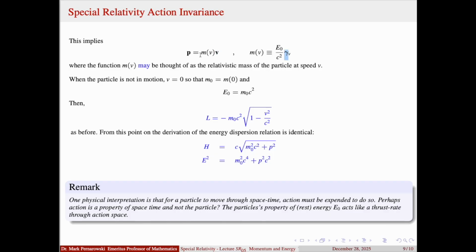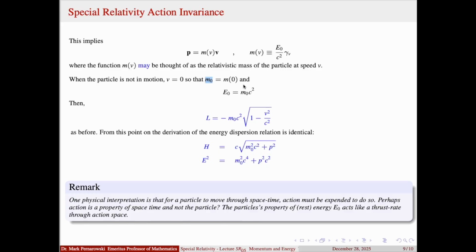At this point, you might want to say that this m of v is a relativistic mass. You could think of it that way, but mathematically, it's just some function of v. We don't know what it is. Who knows? We can call it whatever we want. But what we do know is that when the particle is not in motion, when v equals 0, whatever this function is, we'll give it a value. M at v equals 0 is going to be defined to be this m naught mass. So a reasonable thing to call that is the rest mass.